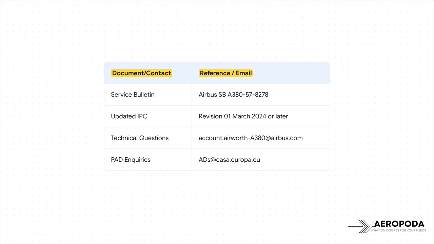And here are those primary resources. The nitty-gritty technical details are in the Airbus Service Bulletin A380 578278. Make sure your tech library is updated to the IPC from March 2024 or later. If you have specific questions about the Service Bulletin, you go to Airbus. If you have questions about the directive itself, that's an EASA question.